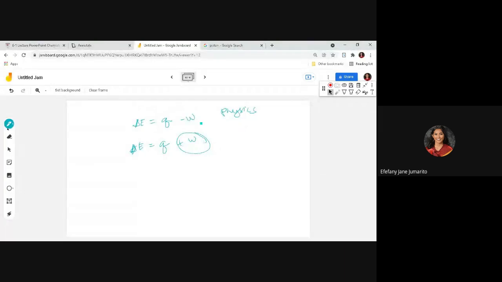Now here in physics, we look at the system doing the work. So it is the same, but here it's the system and here it's the surrounding. A different point of view. But in chemistry, we will always use this one: delta E is equal to Q plus W. Naabot na mo ani sa inyong physics.